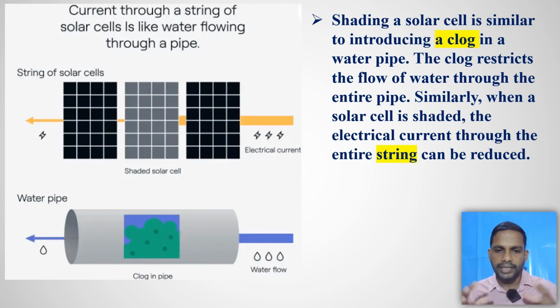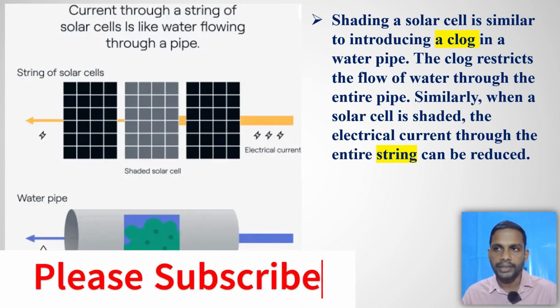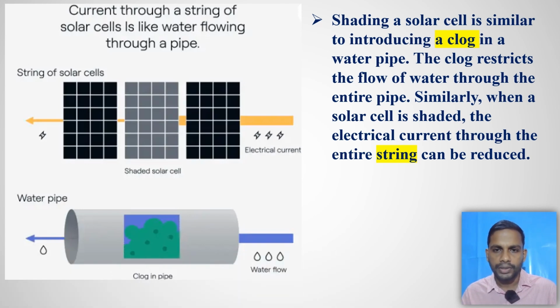To deeply understand this shading issue, you may have to watch the previous videos regarding series and parallel combinations of connections, and also another video regarding how solar cells are connected in the solar module. These two fundamentals are needed to understand the shading issue and its impact. Because of the shading issue, our current flow will be disrupted. Definitely the current will be reduced.